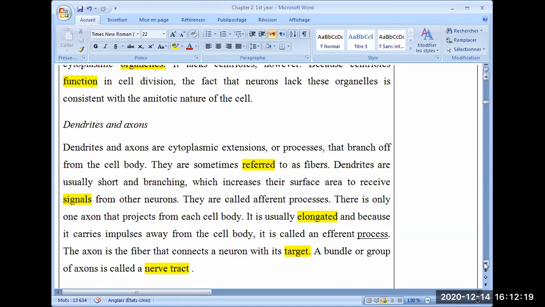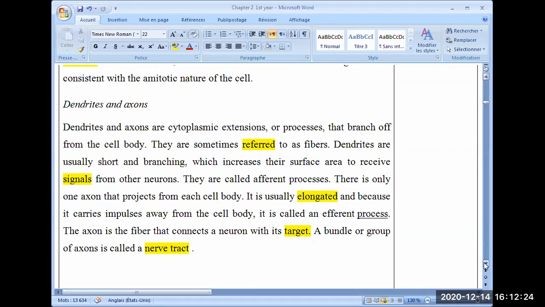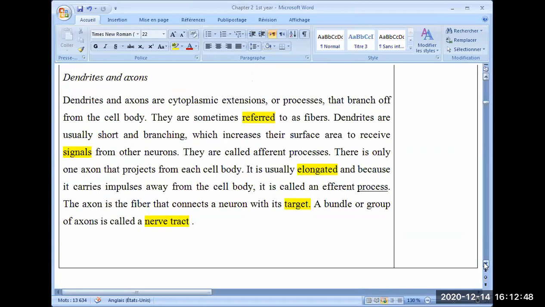They are sometimes referred to as fibers. Dendrites are usually short and branching, which increases their surface area to receive signals from other neurons. They're also afferent processes, and there is only one axon that projects from each cell body. It is usually elongated, and because it carries impulses away from the cell body, it is called an efferent process. The axon is a fiber that connects a neuron with its target, and a bundle or group of axons is called a nerve tract. So I think we stopped here last time.